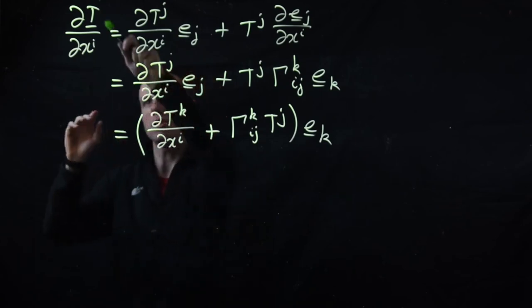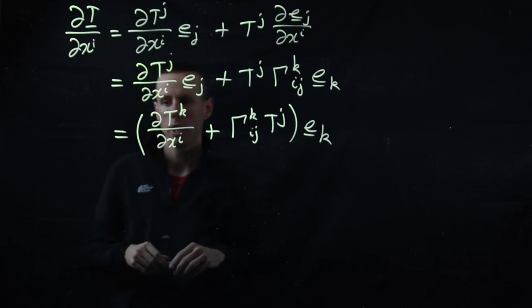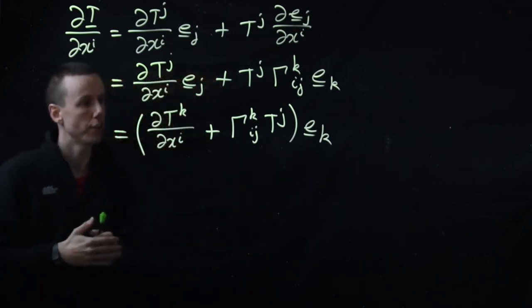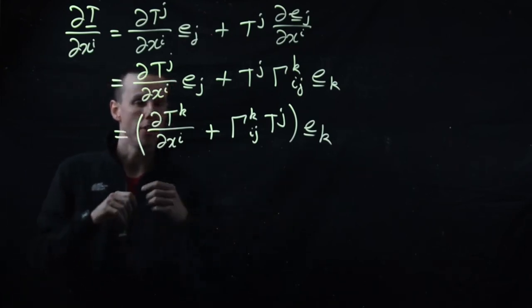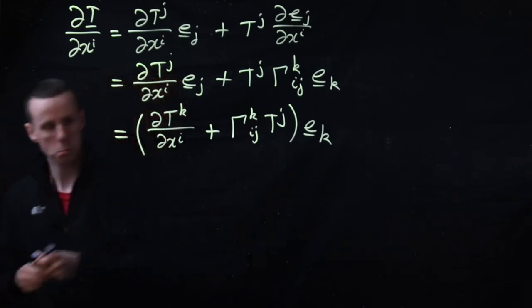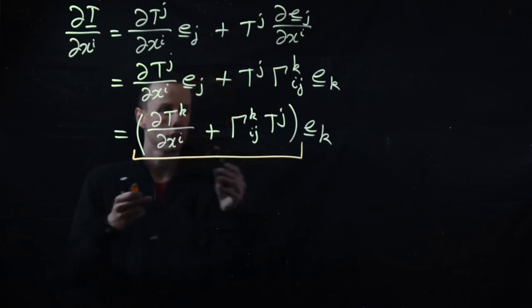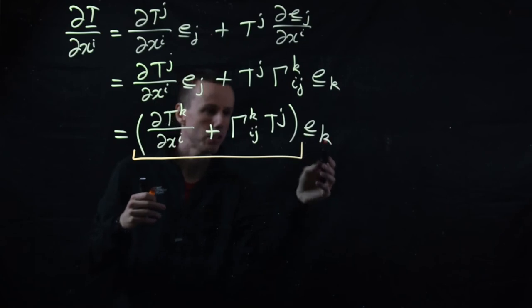Okay, so if you differentiate a vector field T with respect to one of the coordinates, you get another vector. As I said, you differentiate a vector field, you just get another vector field, and this is it here. This is the component of that vector field. These things here are the components of the vector field, and these are the basis vectors.